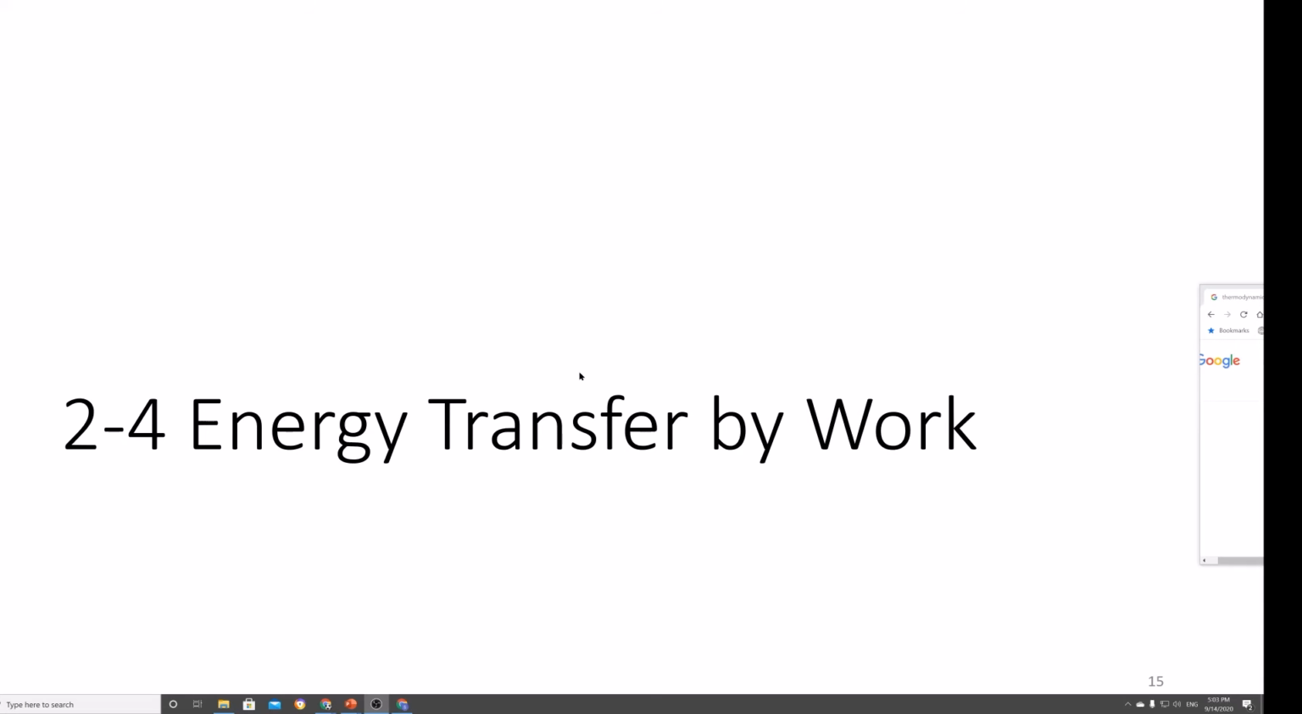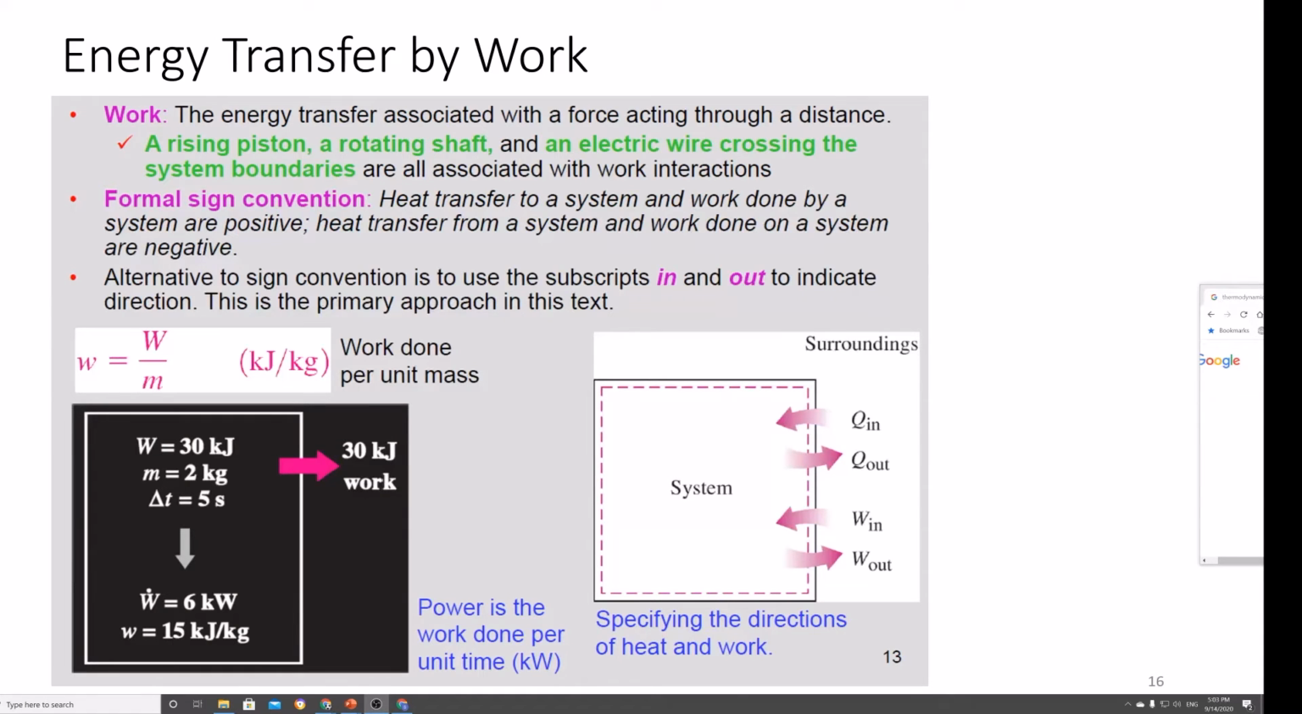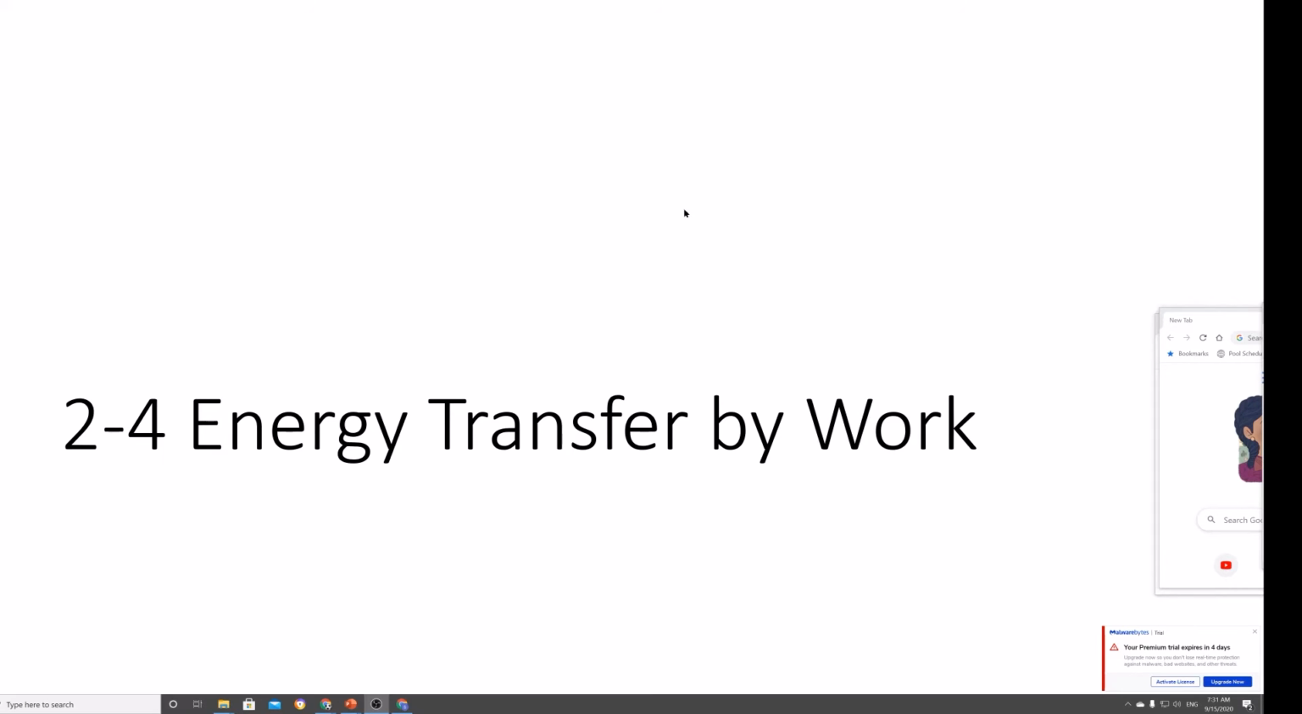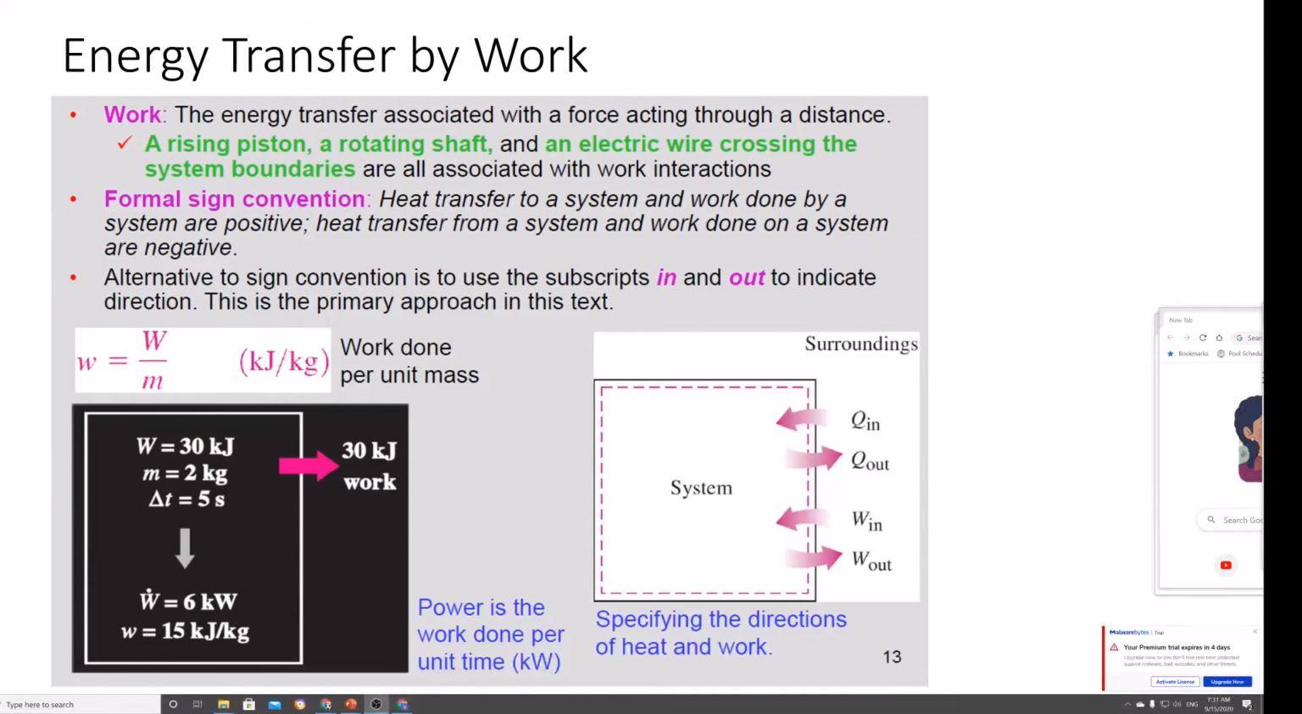Energy transfer by work. The next topic I'm going to look at is energy transfer by work. In terms of definition, what is work? It's basically energy associated with a force acting through a distance. A couple of things associated with work could be a rising piston, an electrical wire crossing system boundaries, or a rotating shaft. Those are some examples.